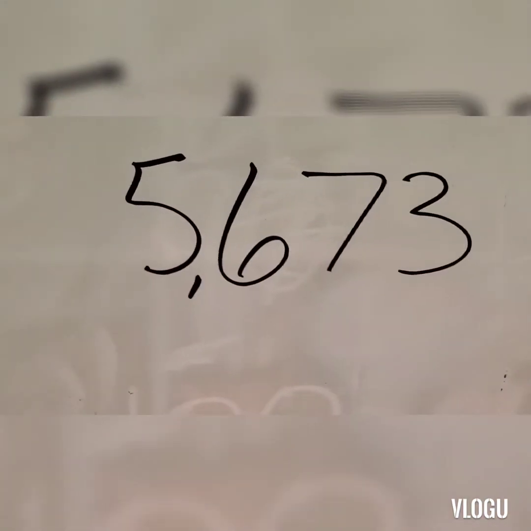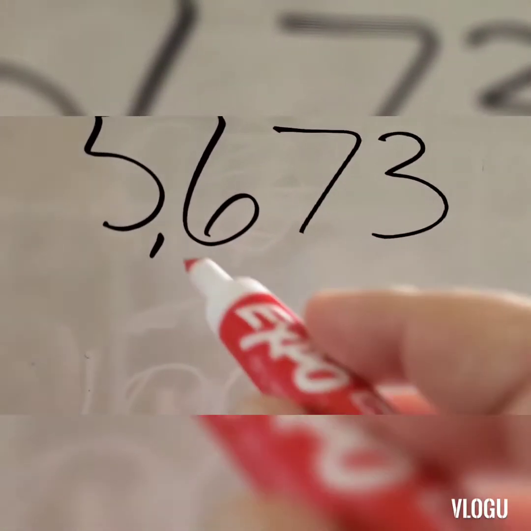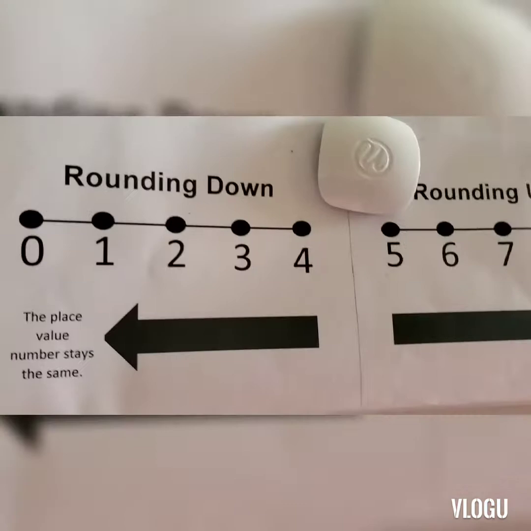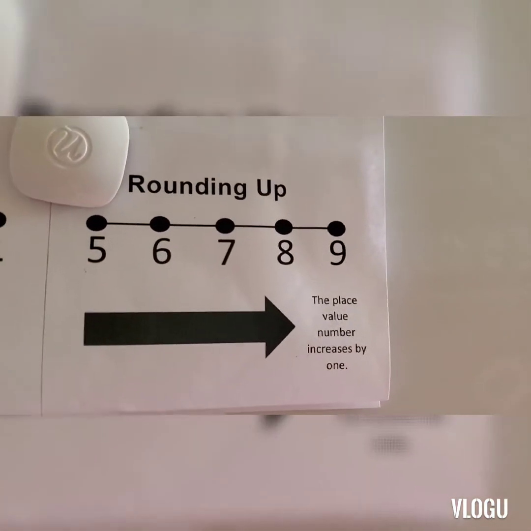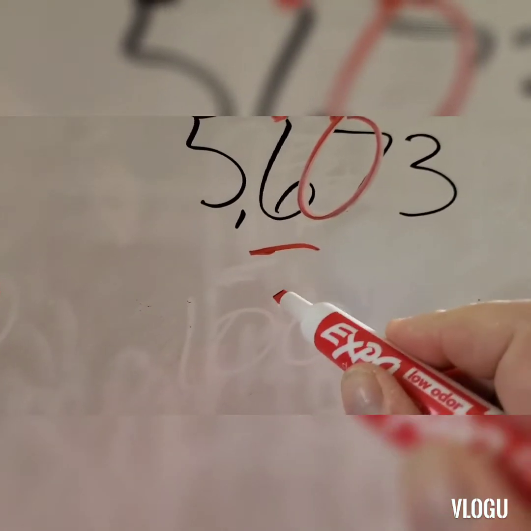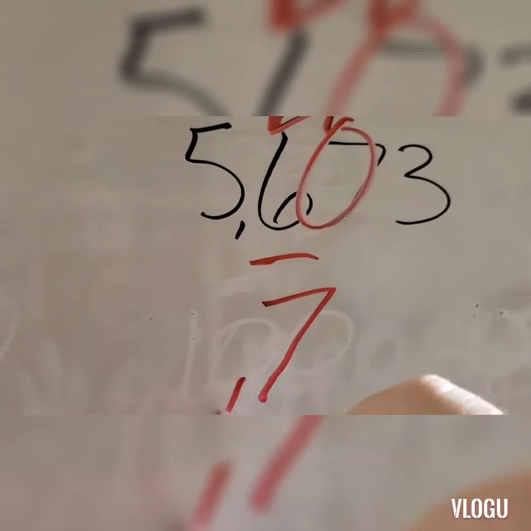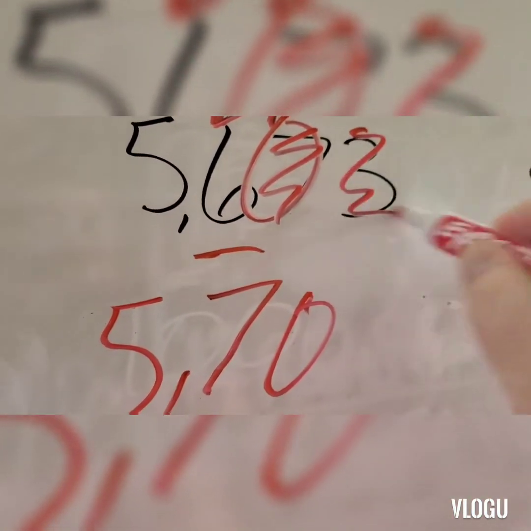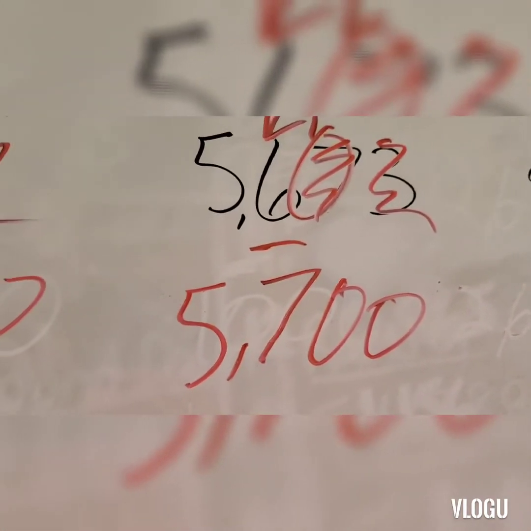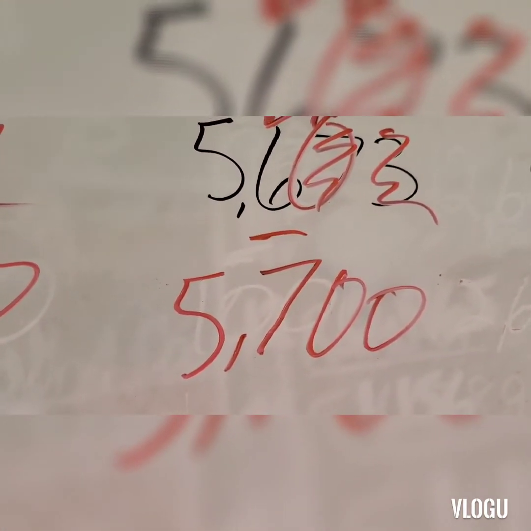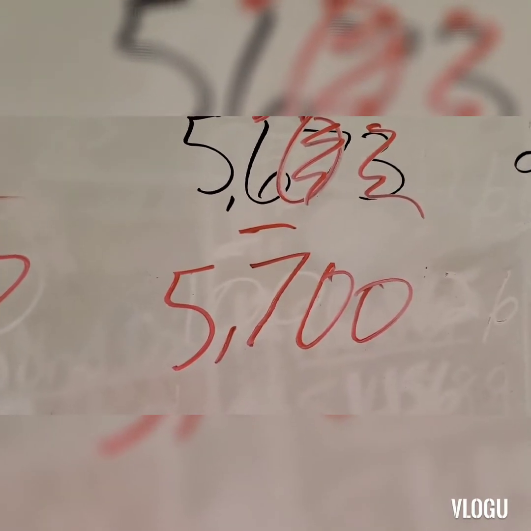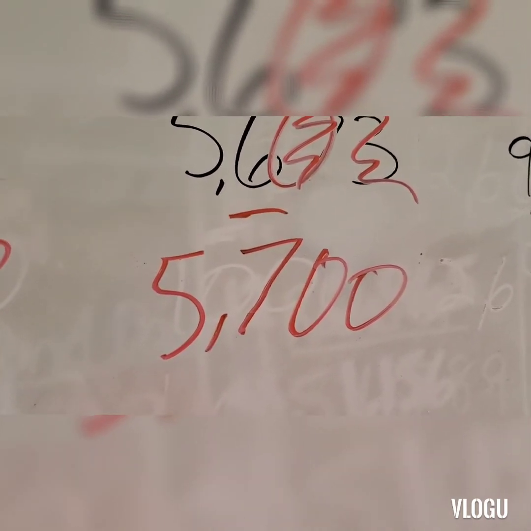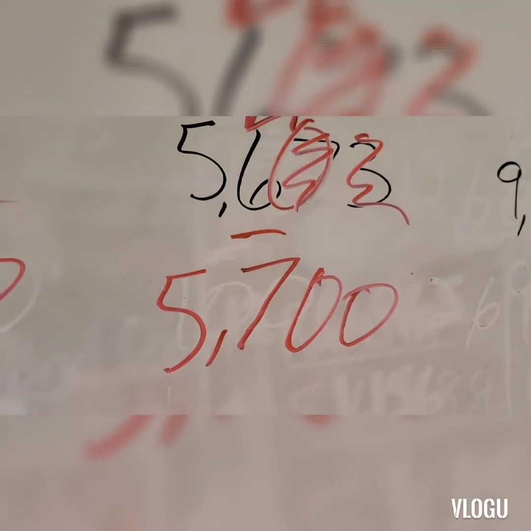Number 8, 5,643. 6 is in the 100 spot. The 4 tells the 6 what to do. 4 is up here on the rounding up side. It tells the 6 to increase by 1. So when the 6 increases by 1, that becomes a 7. That stays the same. Bzzzt, that 4 goes away. Bzzzt, that 3 goes away. So if I'm rounding to the nearest hundreds, my answer has to be something that I can reach by counting by hundreds. 100, 200, 300, 400, 500, 5,000, 5,100, 5,200, all the way up to 5,700.